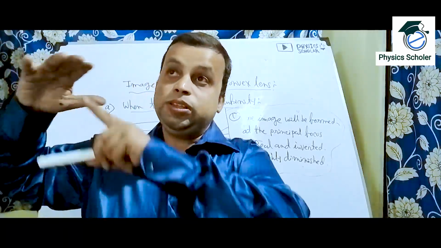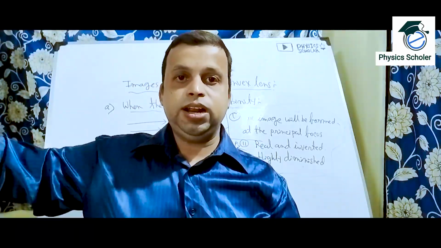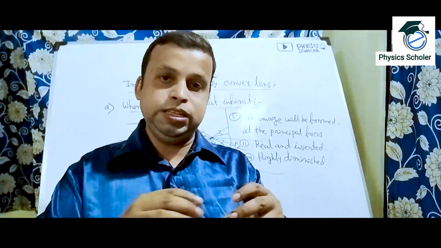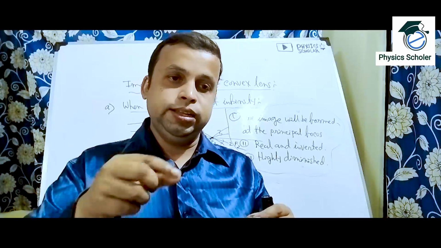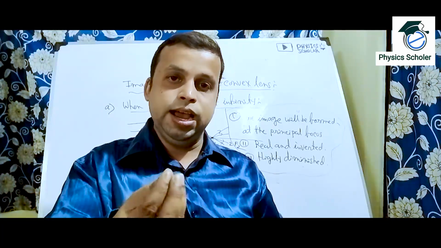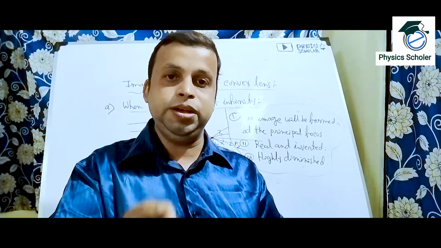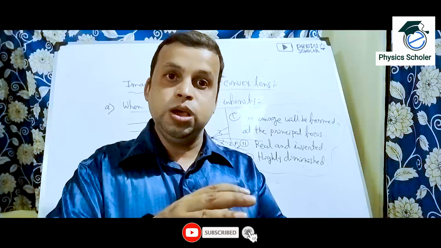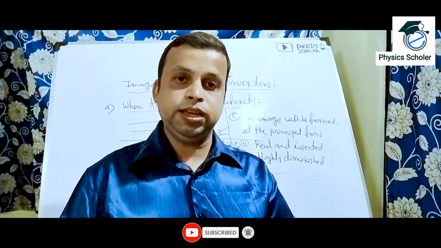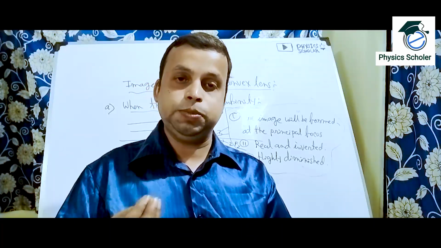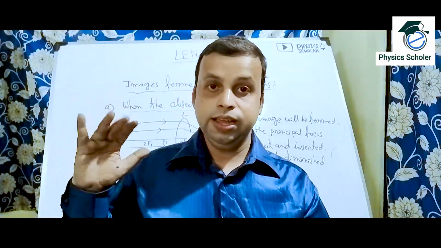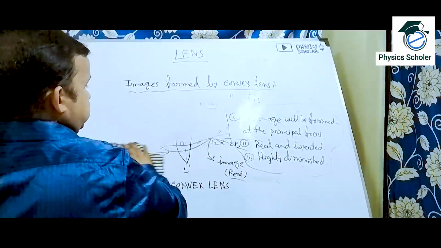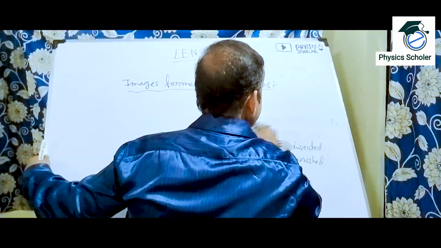Suppose the sun, we can consider it is situated at infinity. So the rays coming from the sun are considered as parallel rays. If they are parallel to the principal axis of the convex lens and incident on the lens, then after getting refracted, they will meet at the principal focus, and a highly diminished, real, inverted image will be formed at the point of the principal focus on the principal axis. The size of the image will be highly diminished, much smaller than the size of the object. Clear to you? Now let us move to the next topic.